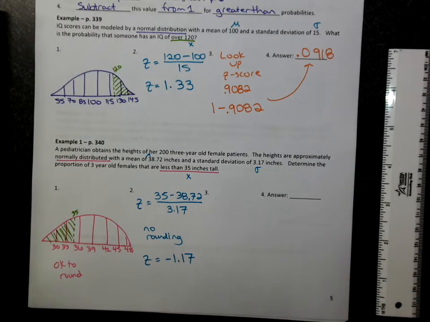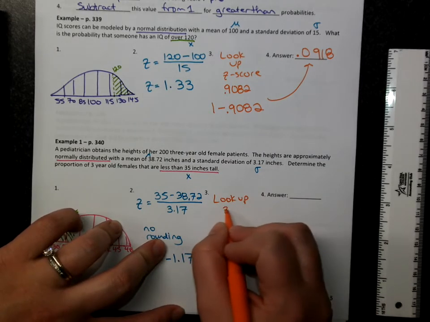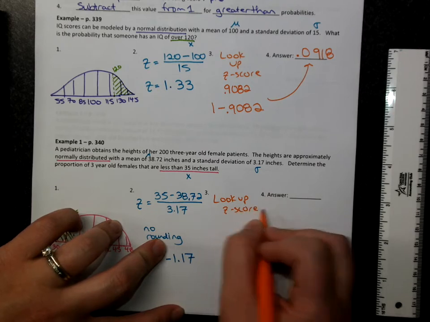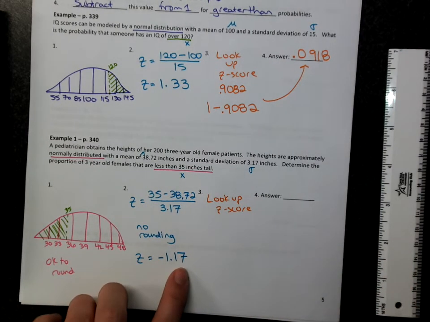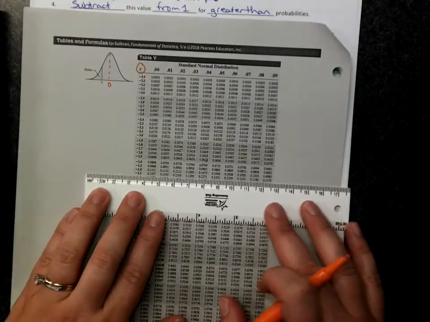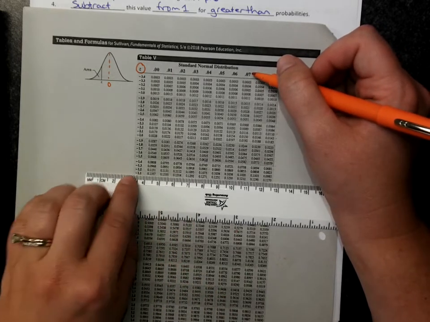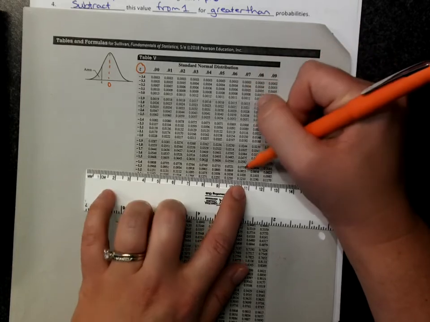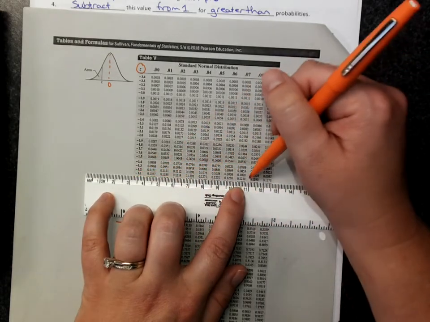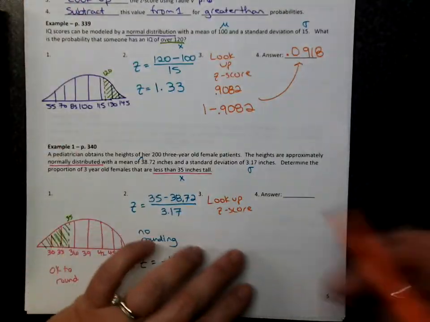Now we can look that up in the chart. So negative 1.1 and then over to 7. So I'm going to go to negative 1.1 here and then over to the 0.07 column. So negative 1.17. Looks like it's 0.1210.